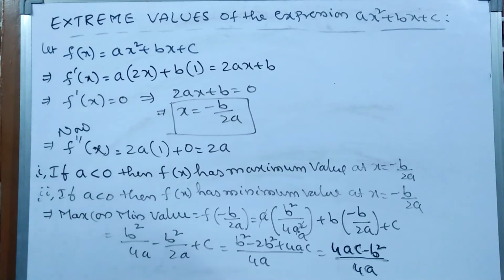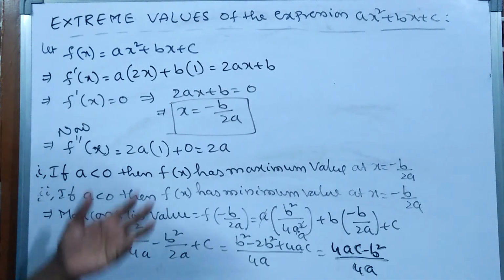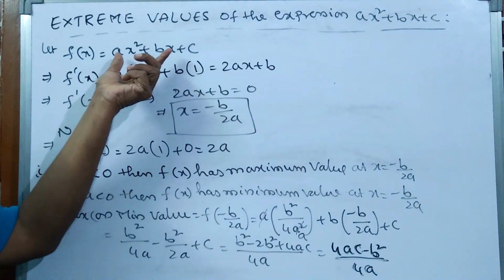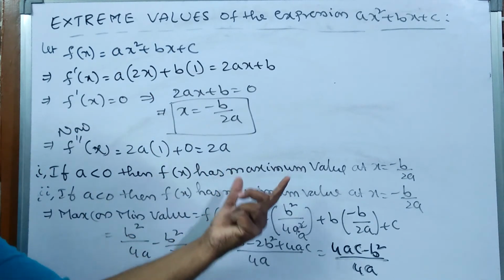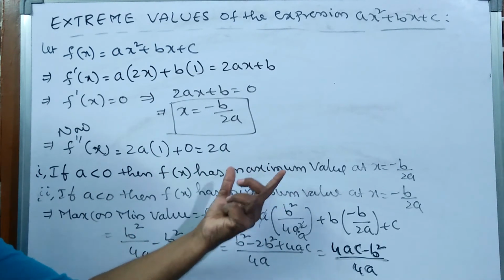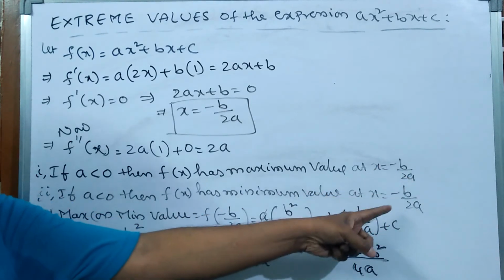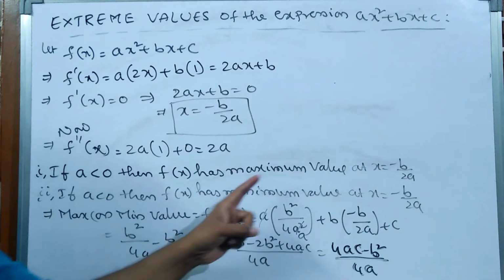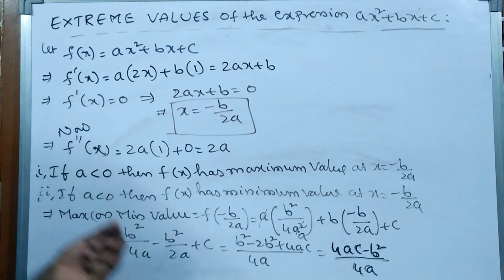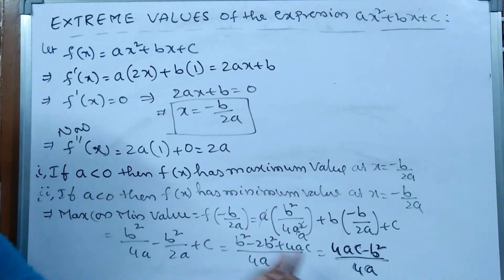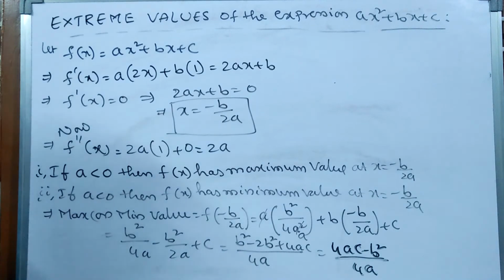Proof no one will ask, but try to remember the concept. The expression ax square plus bx plus c may have maximum value or minimum value, and it will have it at x is equal to minus b by 2a. The maximum or minimum value is given by 4ac minus b square by 4a.